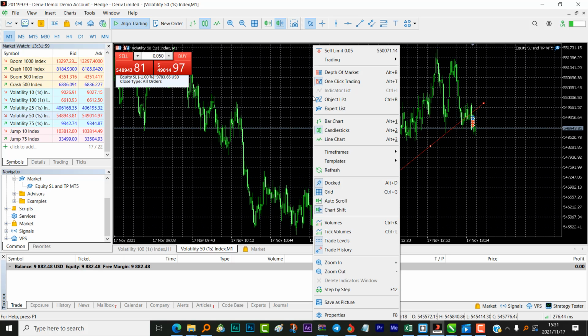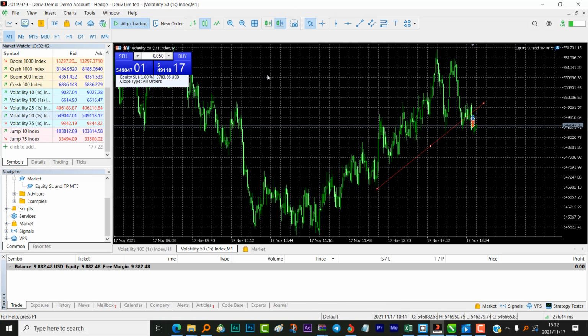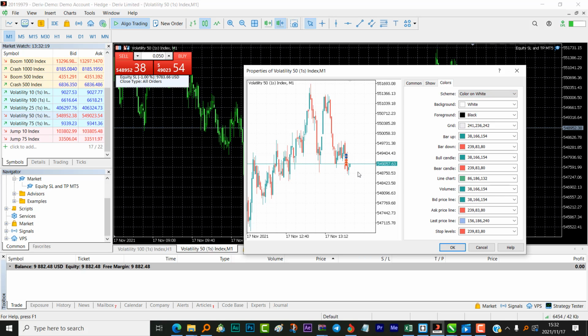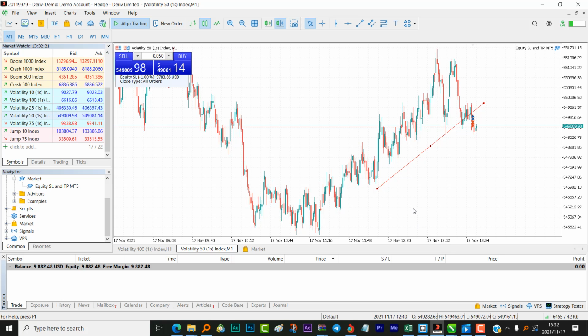So I'm going to show you how I normally set up my chart. I right click here, then I go to properties. I normally want my chart to be white, so I go to colors and pick the white color scheme, then click OK. This is how I normally want my charts to be. I'm actually used to analyzing on TradingView, so this is really clean and really good for me.